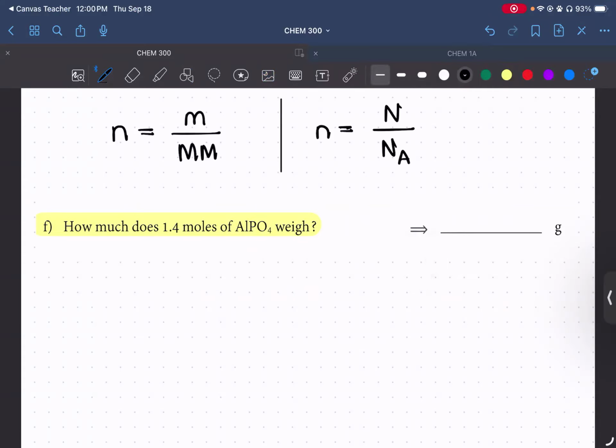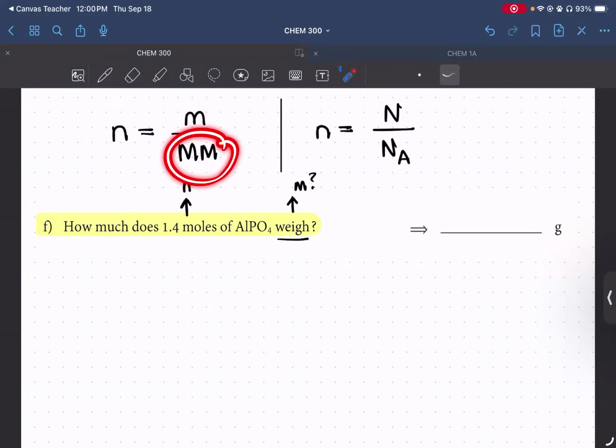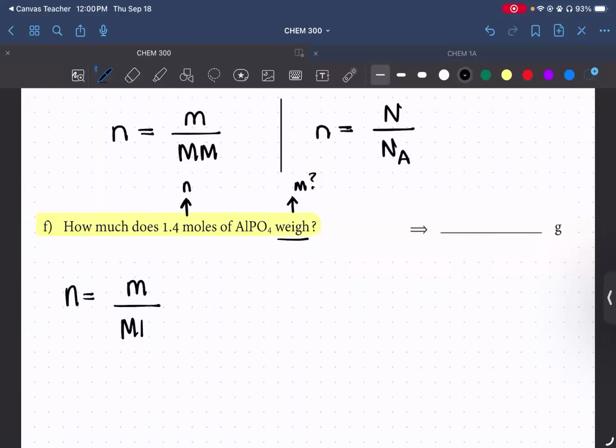All right, let's talk about this question. Ultimately, it's asking for how much does it weigh. So we're looking for mass. Based on the question, we're given n. Both of these together tell us we will most likely be using the formula on the left. We're given n. We're being asked for lowercase m. The only thing missing, of course, is that capital MM, molar mass. Don't worry, though, because we can calculate it. So we'll be using n equal m over MM.